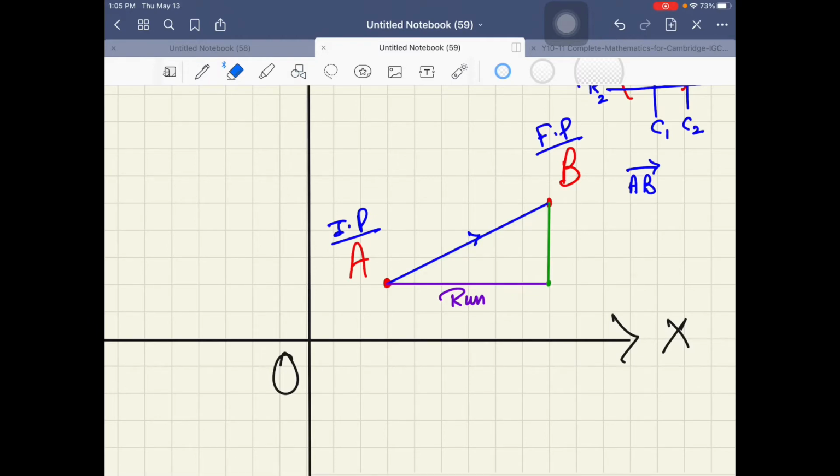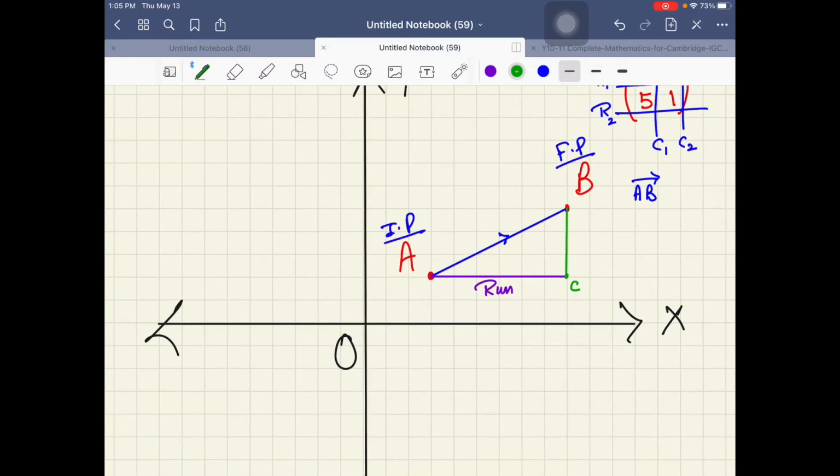Okay, so now from this point, suppose this point is C. From this point C to B, there is a vertical movement that is called rise in coordinate geometry. And that was the horizontal movement called run. So how much is run and how much is rise basically can be utilized to represent vector AB as a matrix. Okay, I count the coordinates of this point A.